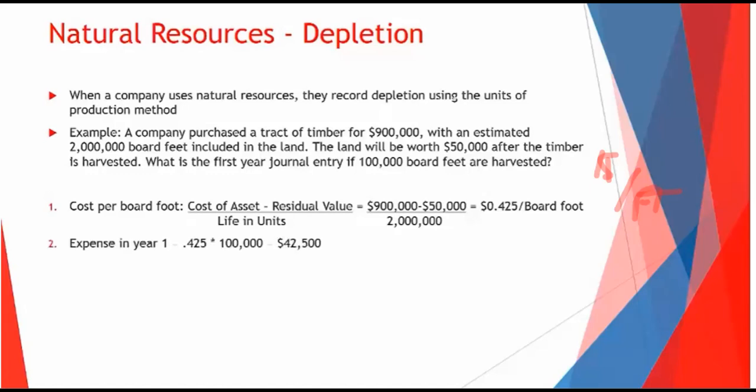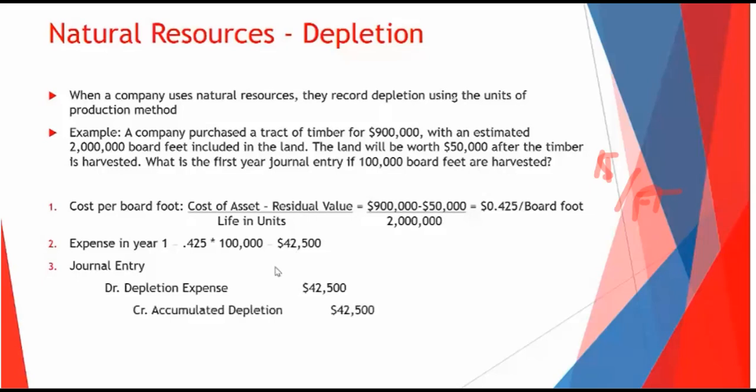So the journal entry then, in year one, we have an expense of 100,000 board feet that we harvested at 42.5 cents each for $42,500 total. And that leads to depletion expense being debited and accumulated depletion being credited.